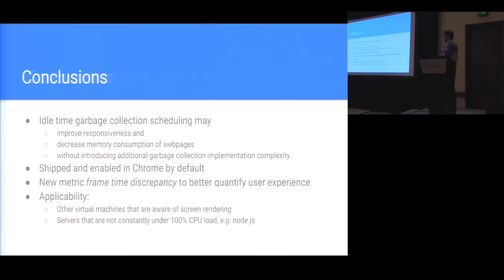Applicability, well, we think it's totally applicable to other virtual machines like on Android and ART, which have a context of screen rendering. On idle time, I would think that they could benefit. And I also think, like, you know, Node.js is used with the idle time infrastructure. So maybe also on servers where you're not under 100% load, you could take advantage of idle time and just call our APIs and hide your garbage collection time during idle.